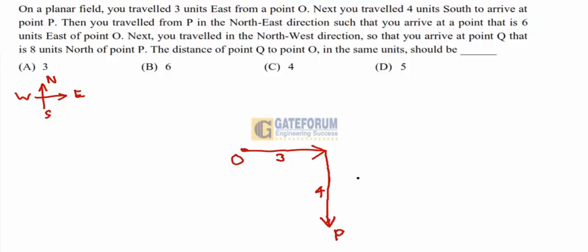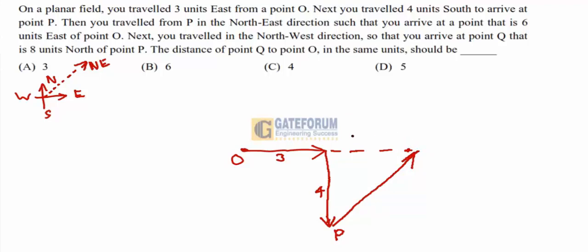Then you travel from P in the northeast direction. What is the northeast? Northeast direction is this direction. So from P I travel in the northeast direction such that you arrive at a point that is 6 units east of point O. So 6 units east of point O will be somewhere here, because this is 3, then this will also be 3. So this would be the journey part.